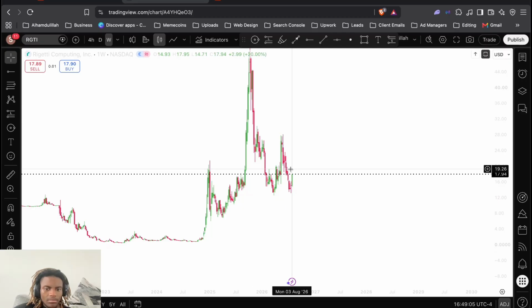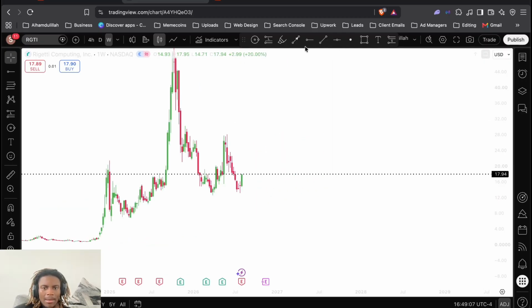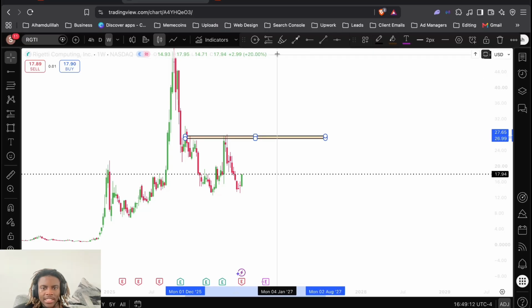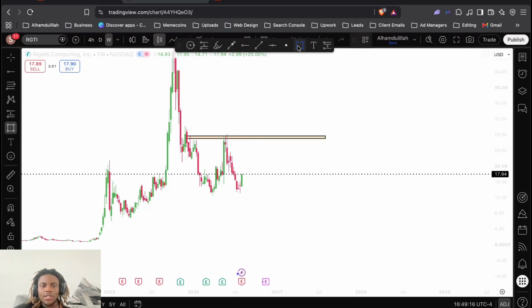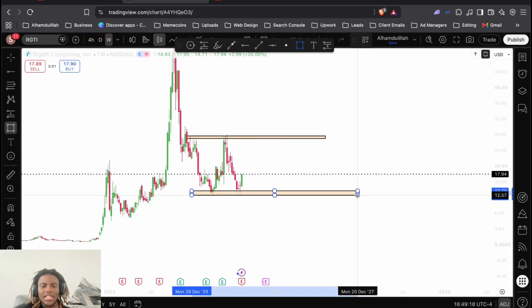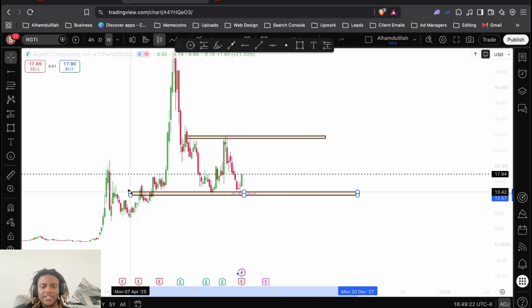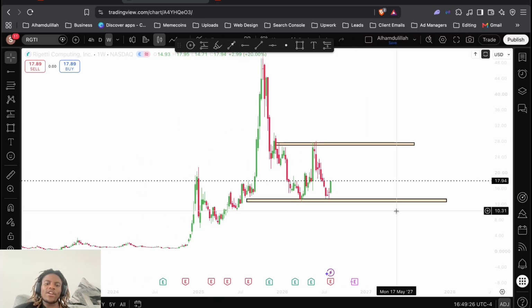So next thing here, I'm going to go ahead and mark out the most recent area of resistance, and then I'm going to mark out the most recent area of support. Once again, I'm still on my weekly time frame here, and this just gives me a good general consensus of everything that's been going on within the market, a good bird's eye view.